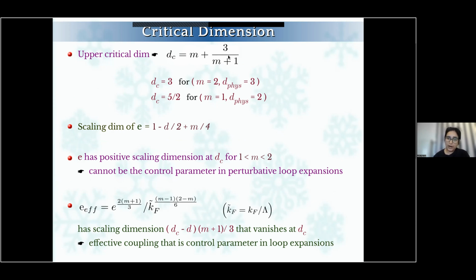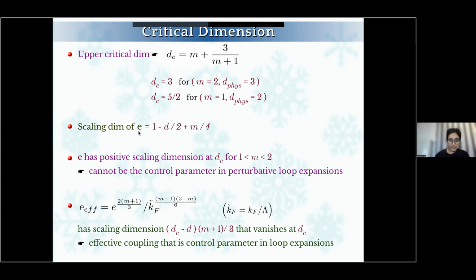So for a three-dimensional system, which has a two-dimensional Fermi surface, or M equal to 2, DC is equal to 3. That means epsilon is equal to 0, which is a marginal Fermi liquid. Now, for a two-dimensional system, which has a one-dimensional Fermi surface, or M equal to 1, DC is equal to 5/2. So epsilon is equal to half for this system.